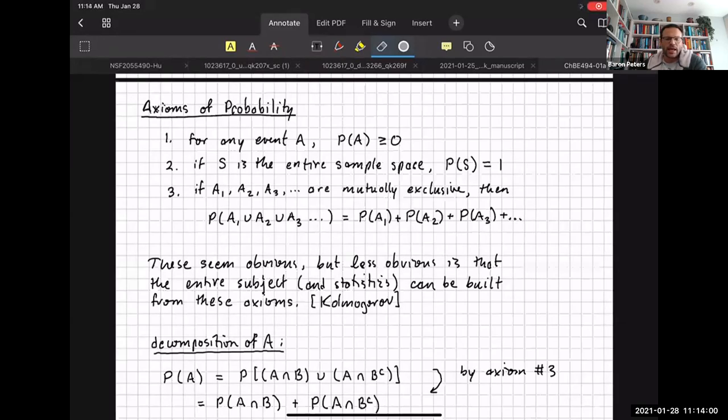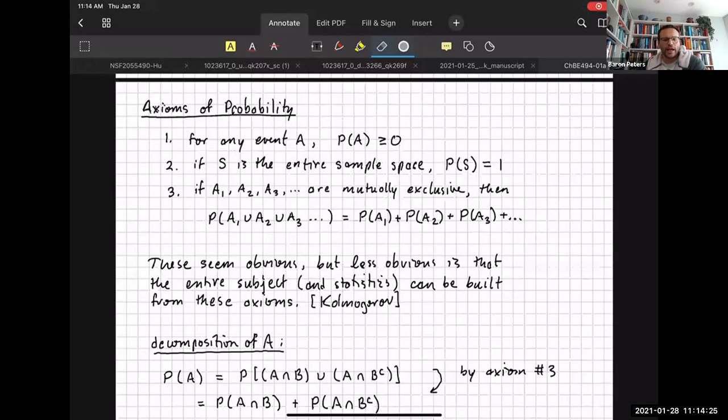If S represents the entire sample space, then the probability of getting something in that sample space has to be identically equal to one, okay? And then the last one. These two are completely obvious, there's no need to really even think about them. The third one is maybe a little bit less obvious, but still not so surprising.